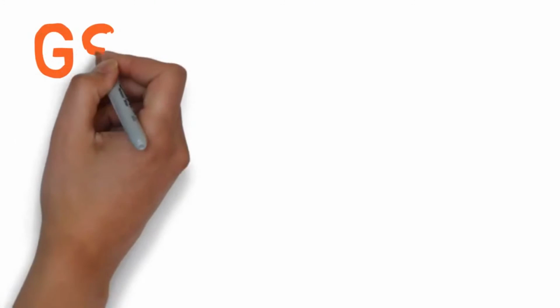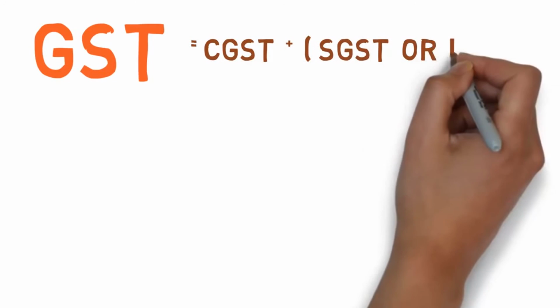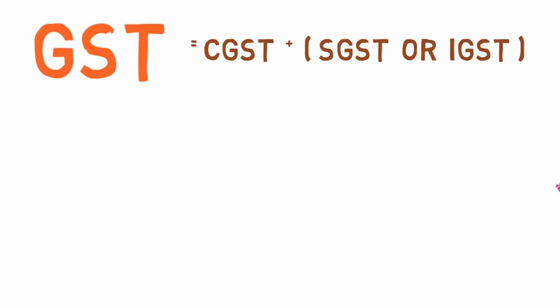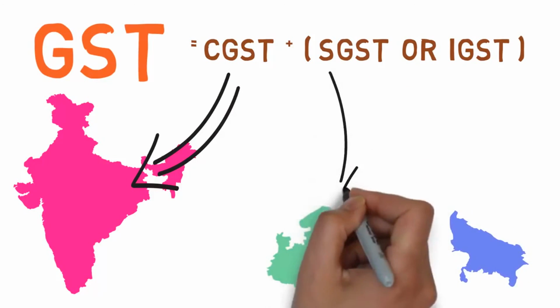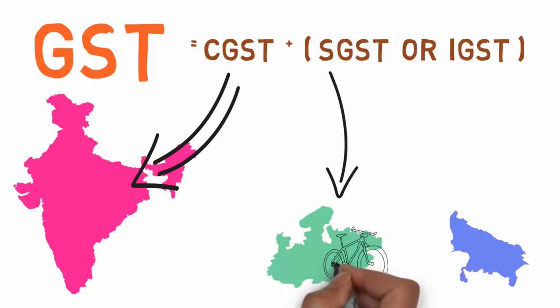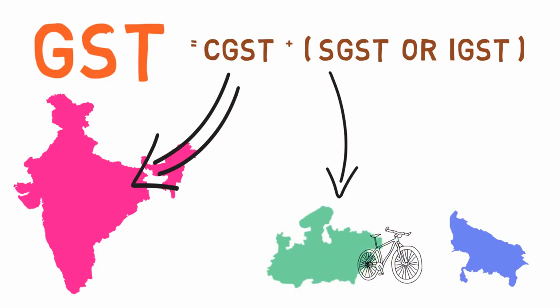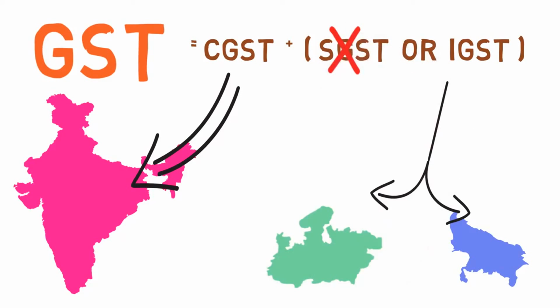Let's take GST in details. GST is a combination of CGST and SGST or IGST. CGST is central GST, which is paid to the central government, SGST is the state GST which is paid to the state government, and IGST is the integrated GST which comes in the situation when goods and services move interstate. For example, product A is manufactured in Madhya Pradesh and sold in Uttar Pradesh, so IGST is distributed between both the states. In this case, SGST will not be collected.